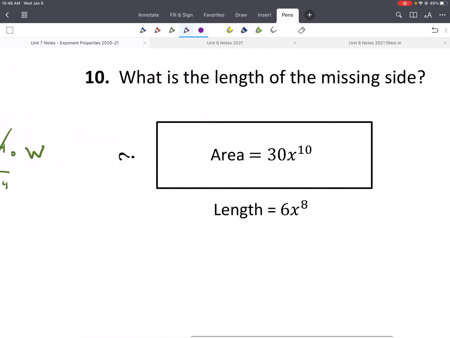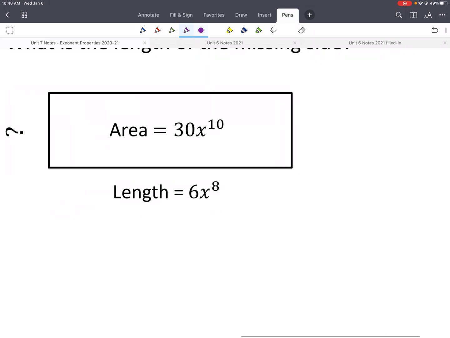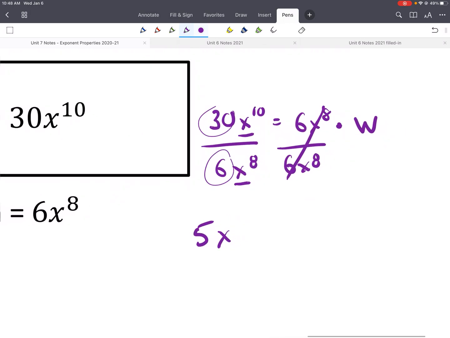All right, so give this one a try if you would. Same sort of thing. Really, if we're going to find that missing side, we're going to say our area is 30x to the 10th. Our length is 6x to the 8th. And we're going to multiply that by the width. We just need to solve for the width. So we'll divide both sides by 6x to the 8th. And we get width by itself. We just need to simplify it. So 30 divided by 6, that is 5. And then we have the same base, x and x. So we subtract their exponents. 10 minus 8 gives us 2.